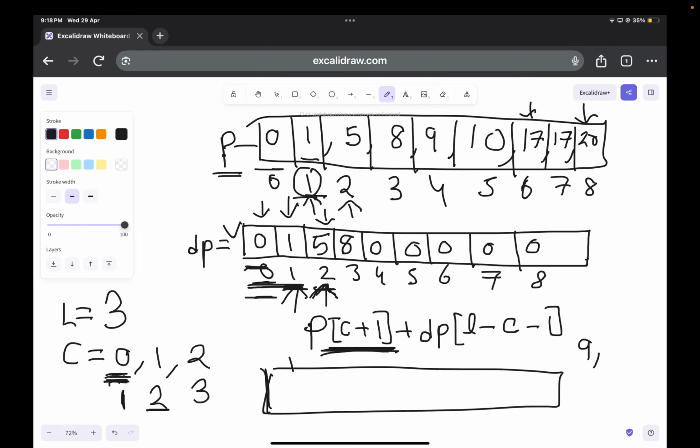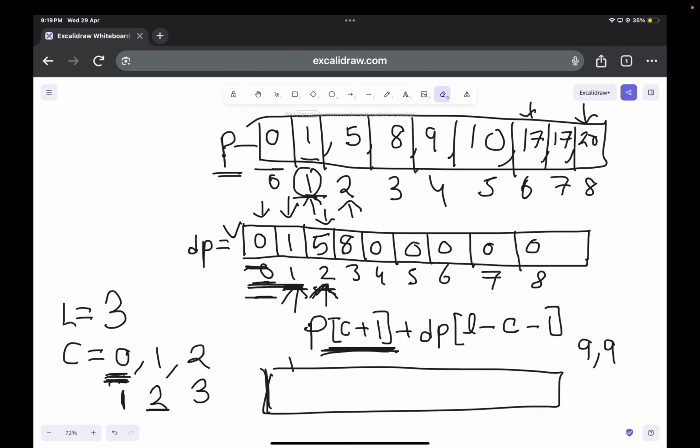Okay, next, if I cut 1, 1 plus 3 is 4. So what is the price of cutting 1? 1 rupee. And for cutting 3, what is the highest value we are getting? 8 rupees. So 1 plus 8 is 9. Again the same thing, 9.